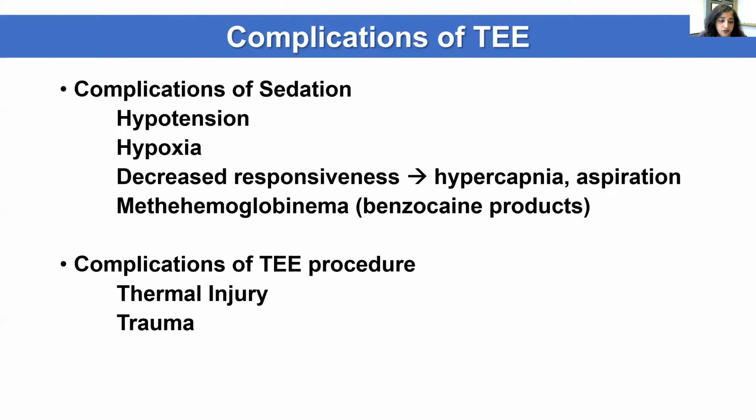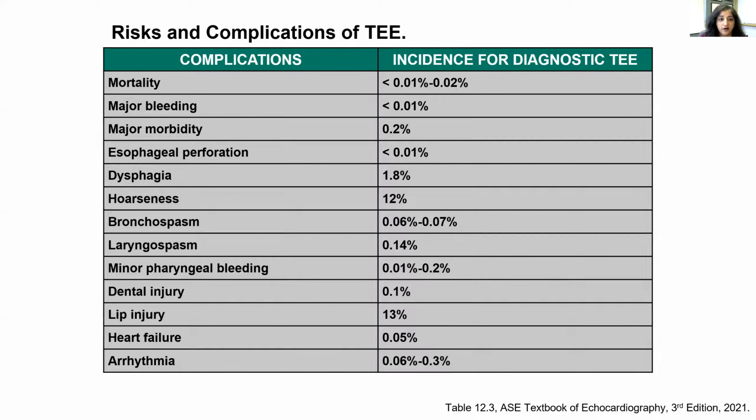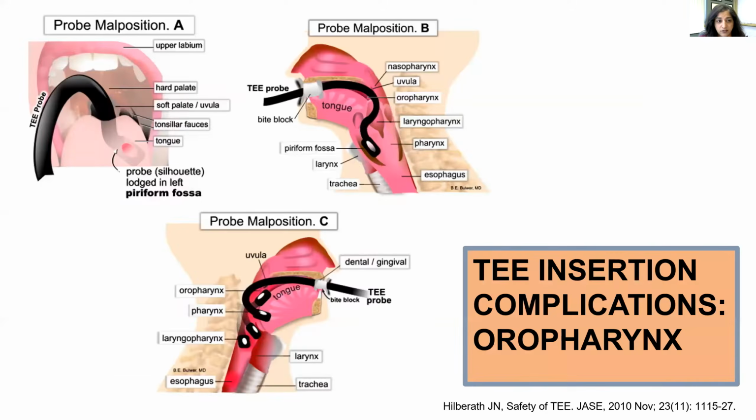Trauma is also a rare but potentially serious complication of TE. These are the numbers for the risks and complications of TE taken from our ASE textbook. And these are some nice images of the complications of TE insertion, the trauma, and the different positions where the probe can be malpositioned that lead to complications.